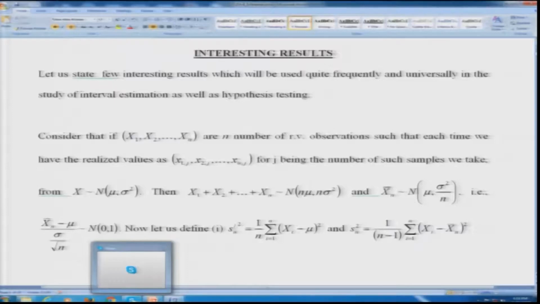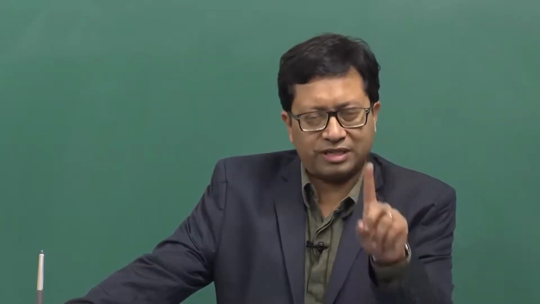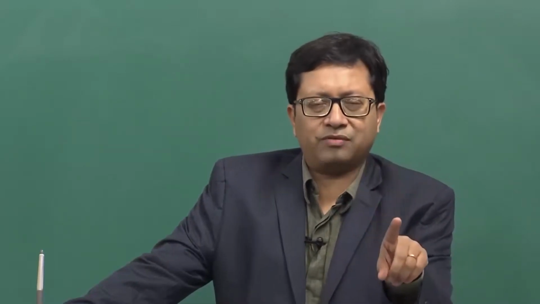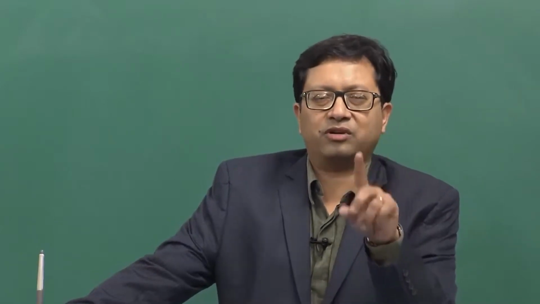So, consider x1 to xn, n random variables, such that each time we have their realized values given by x1j, x2j, x3j till xnj, where the j suffix means the time when you are picking up. Before you pick up they are x1 to xn. When you pick up they become x11, where the first suffix is for the reading number and the second is for the person. The second reading for you would be x21, where 2 is the reading number and the second suffix is the person. So, if you pick up, they are x11, x21, x31 till xn1.